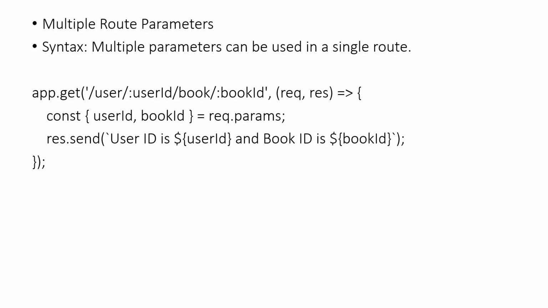Then the next kind is multiple route parameters. Multiple route parameters means having multiple parameters. The fun part is they can be used in a single route. So here you can see colon userId slash book slash colon bookId. So we have two parameters, that is colon userId and colon bookId. And again we are using req.params.